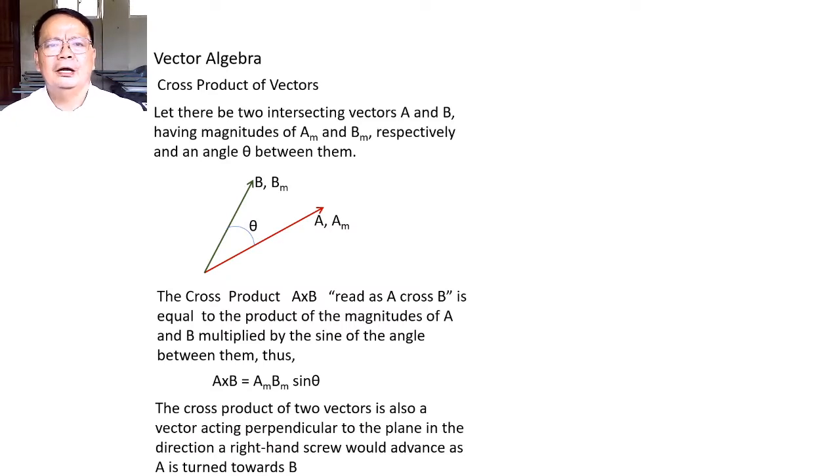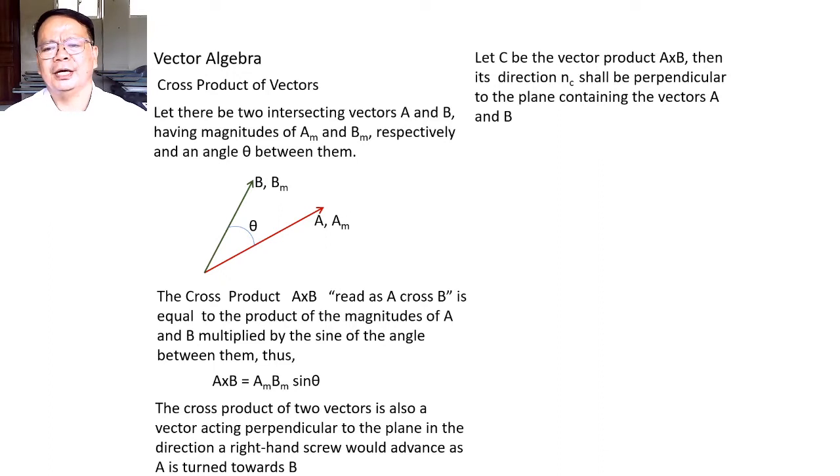Now, this cross product of vectors produces another vector, and it is acting perpendicular to the plane and directed in similar manner to how a right-hand screw would advance if A is turned towards B. To explain and show the direction of the vector, let us imagine that the cross product of A and B be called C. Then its direction shall be defined as N sub C, and this shall be acting perpendicular to the plane containing the vectors A and B.